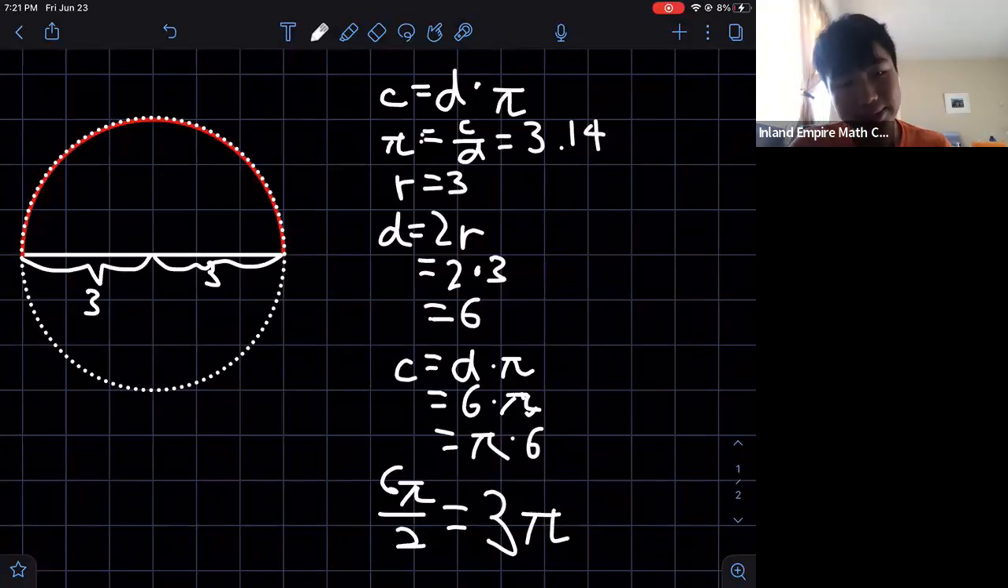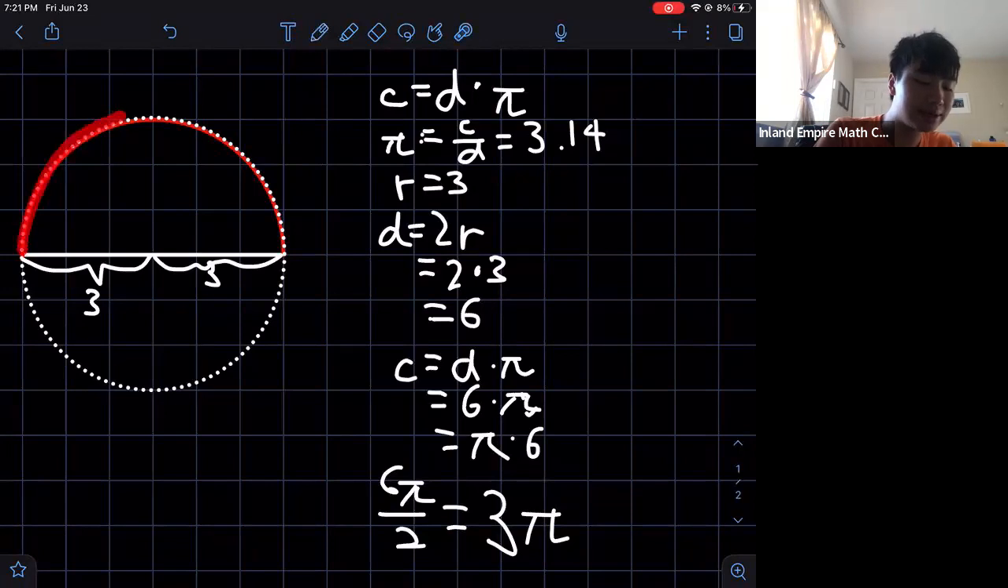Another way of thinking about this is just splitting the circle in half. We also split the circumference in half. So if we take half the circle, we're going to get half the circumference, half the arc length. And remember that this is actually an arc. So this is an arc, and we're going to get half the arc length.